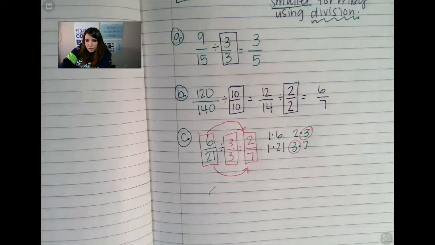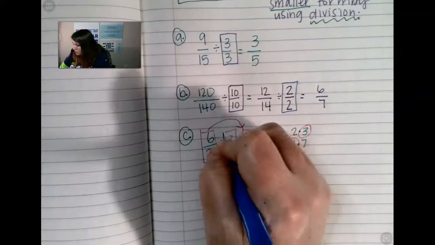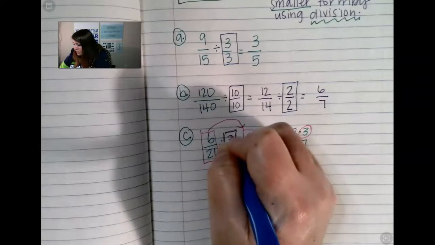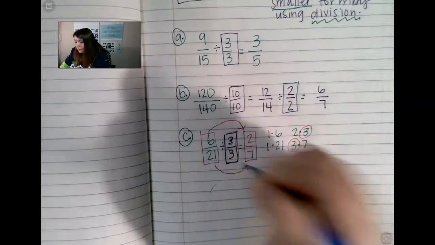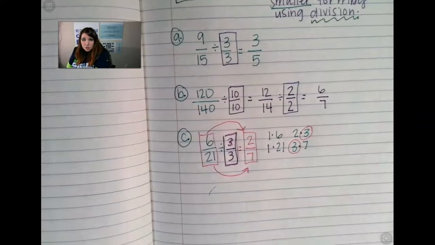I'm going to use a different color to make that 3 over 3 stand out a little bit more. This right here, 3 over 3, that caused the change.